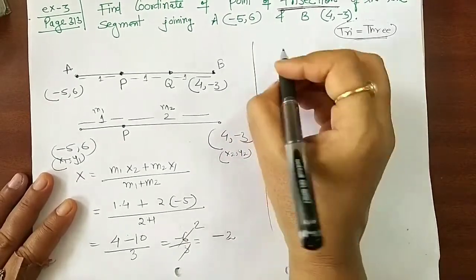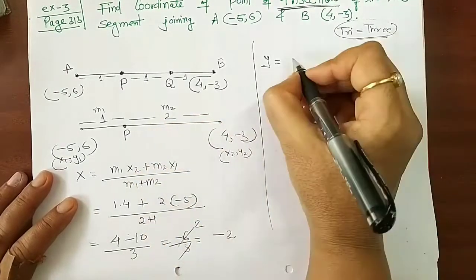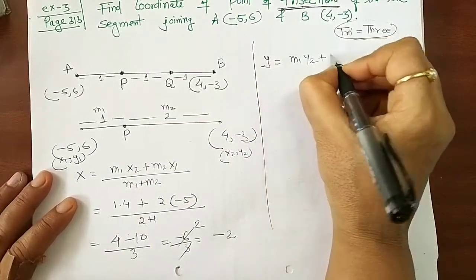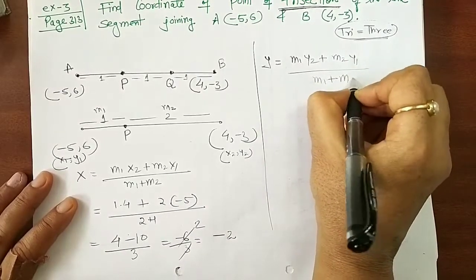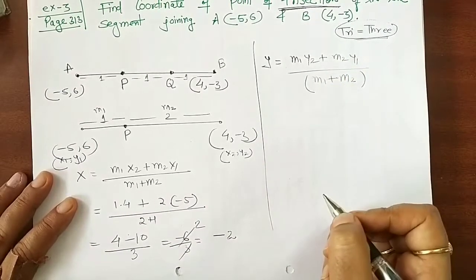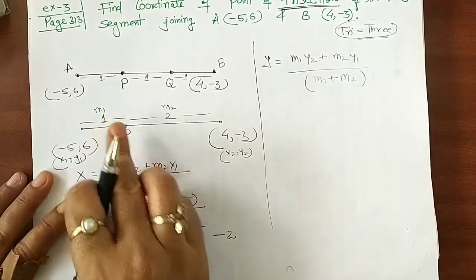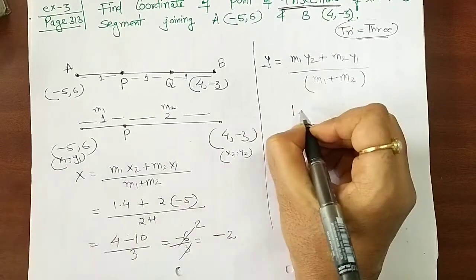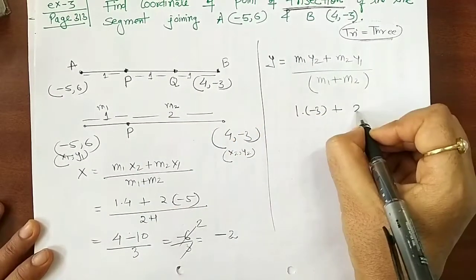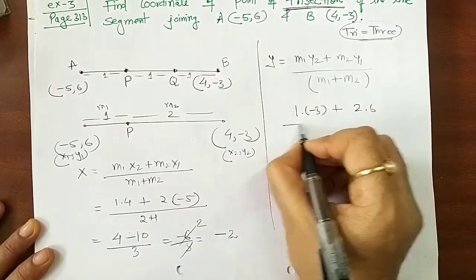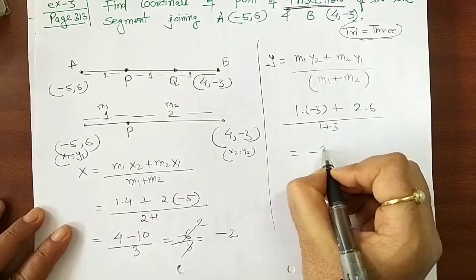Now let me calculate y for P. It will be (m1 y2 plus m2 y1) by (m1 plus m2). M1 is 1 and y2 is this. So 1 into -3 plus m2, which is 2, into y1, by m1 plus m2, 1 plus 2, which is -3.